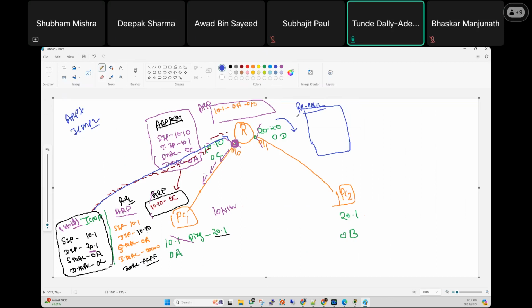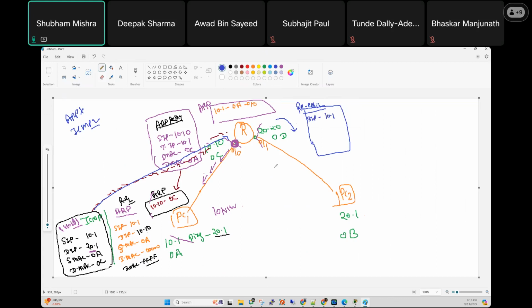That should be 20.2. Okay, see, guys, source IP address will be 10.1. This one. Why are you changing the source IP address?